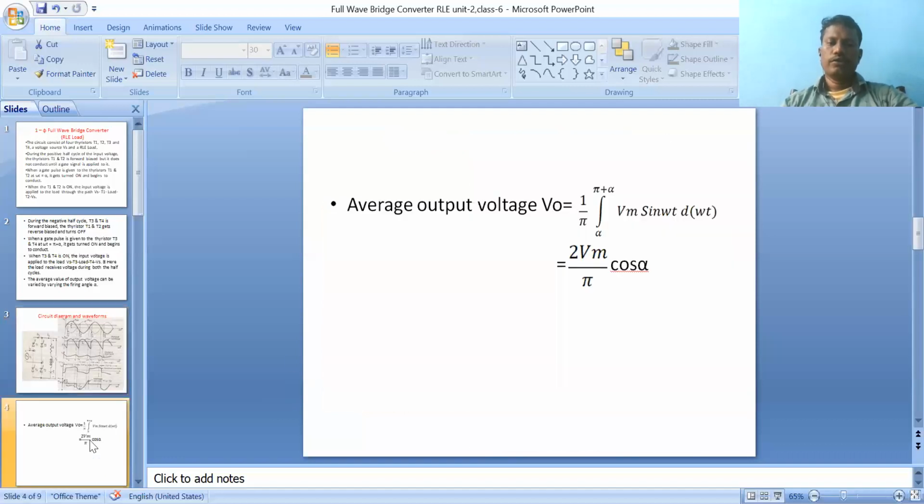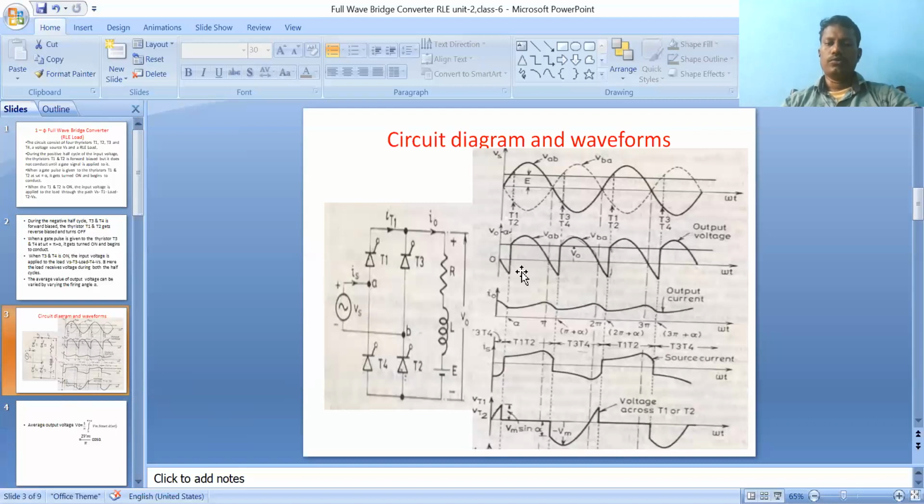So the average output voltage is 1 by pi, where the numerator indicates the number of pulses, 2 pulse, time period 2 pi, 2 cancels, conduction period alpha to pi plus alpha, giving 2 Vm by pi cos alpha. Clear? Simple. RLE load, E is connected. So the graph of output voltage with E is represented, very important. The output current is in continuous mode, there is no discontinuity. In case of R load it is a discontinuous current, but in case of RL load, continuous current.